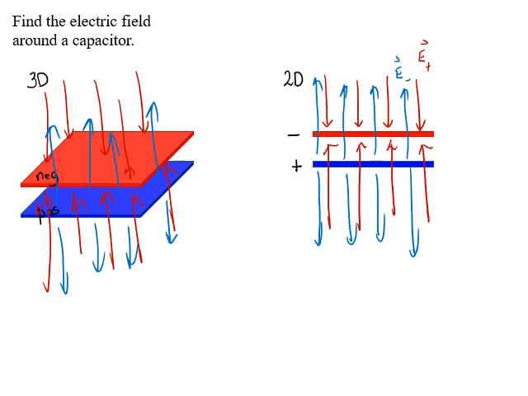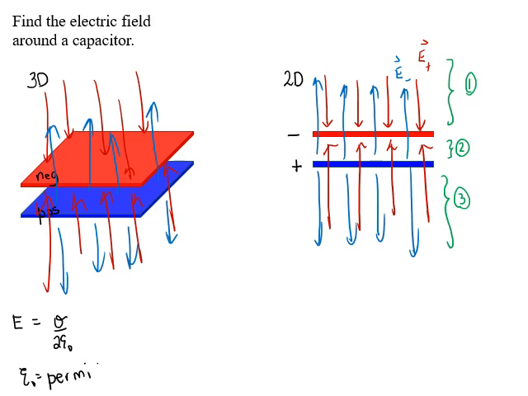I'd like to find my net electric field in each of three regions, up above the red plate, in between the two plates, and down below the blue plate, regions 1, 2, and 3. To do that, I'm going to have to use my expression for the electric field around a plane, which is equal to sigma over 2 epsilon naught, where epsilon naught is the permittivity of free space. And that's 8.85 times 10 to the minus 12.